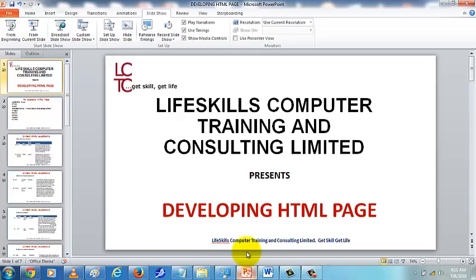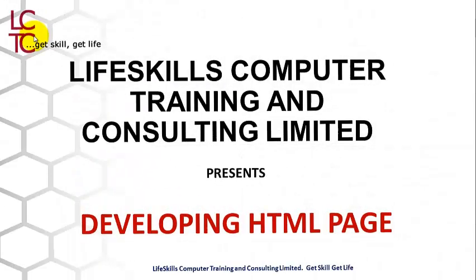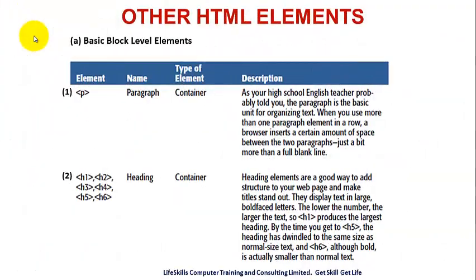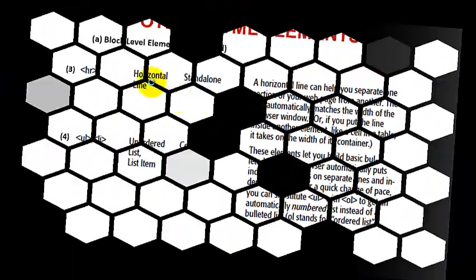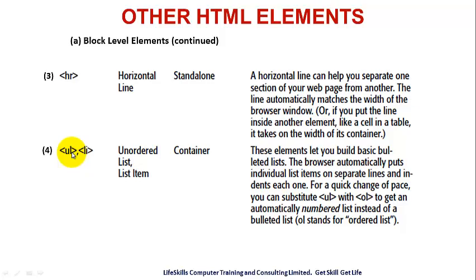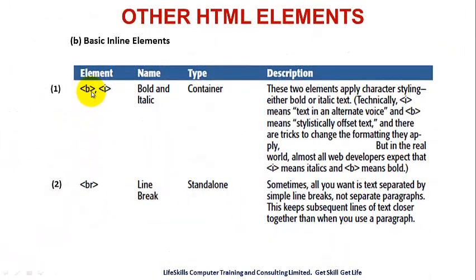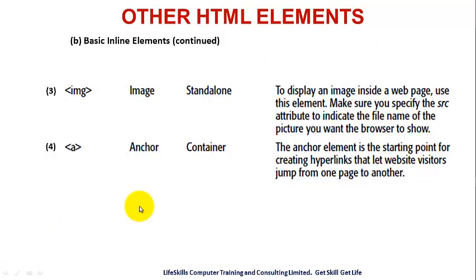Now if you go back to our presentation, like I said, we have the paragraph tag, we have the heading tags. These are basic block level elements. Then we also have the horizontal rule, UL and LI, and we have bold and italics tags and the break tag. I want to experiment with all these tags as you continue.